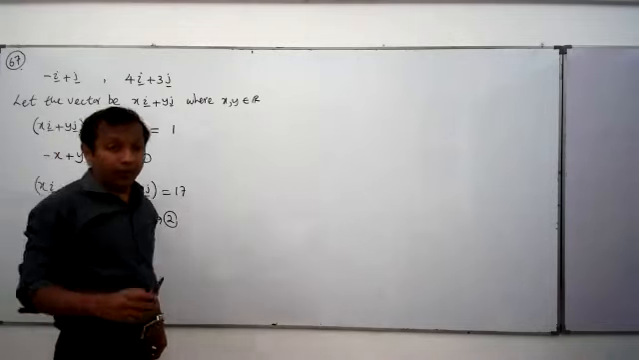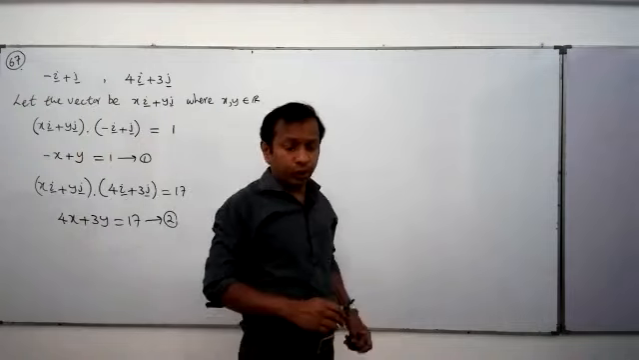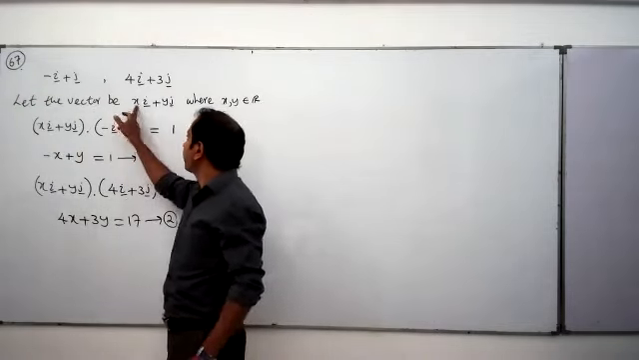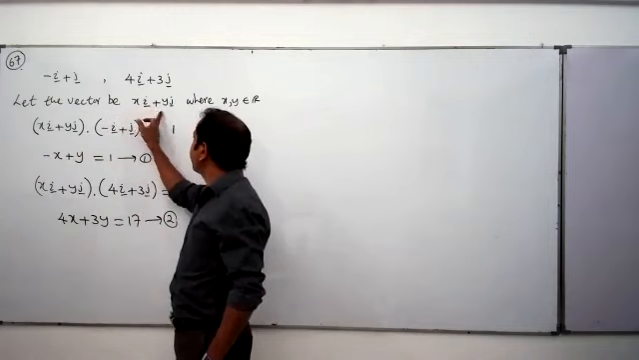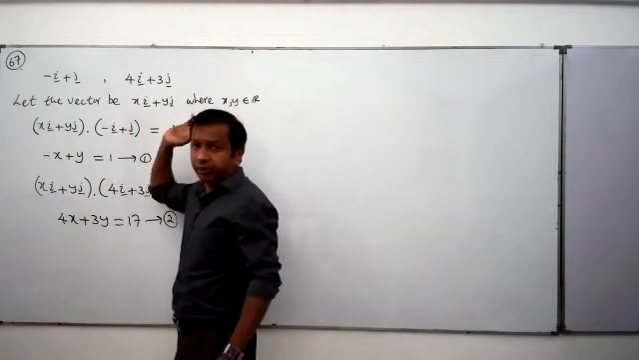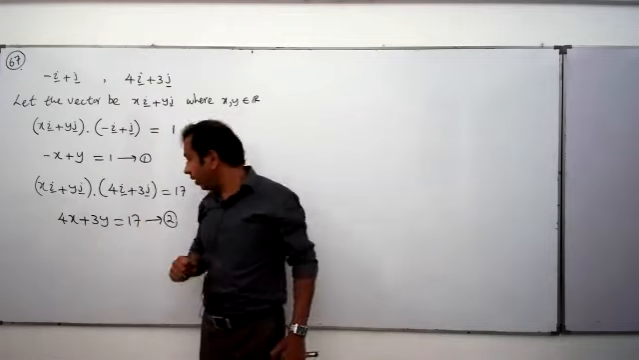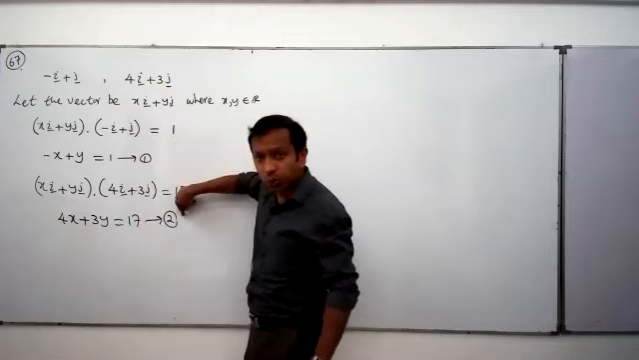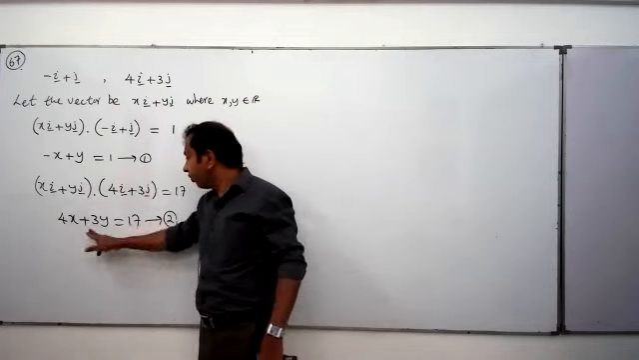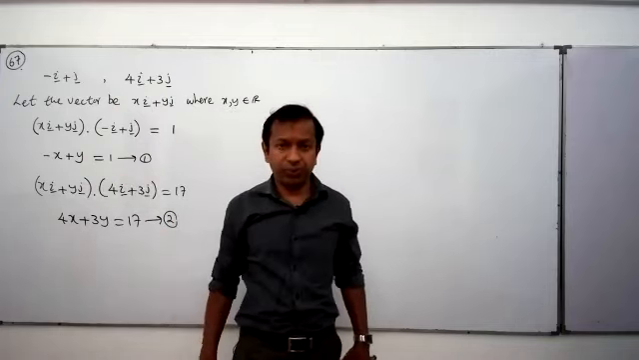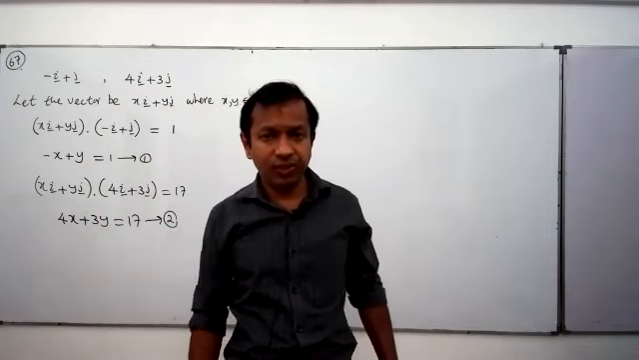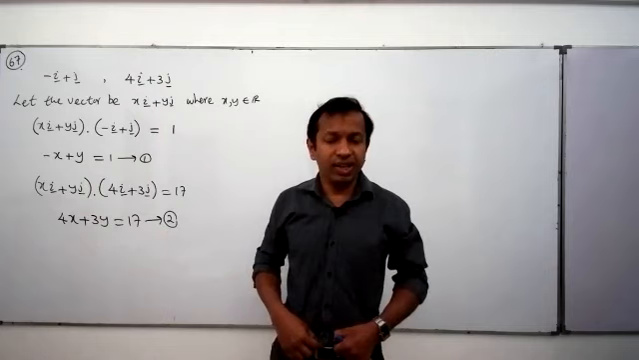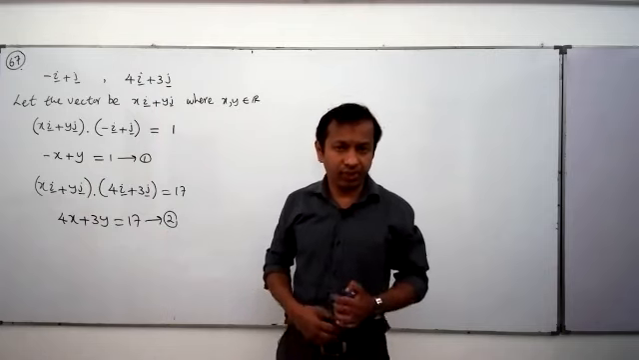Now we need to find x and y, no? If we know this x and y both, substitute them here and here, we can find this vector. Now to find x and y, we have two simultaneous equations here, 1 and 2. The two unknowns are x and y. Now you have to solve these two simultaneous equations and find x and y.